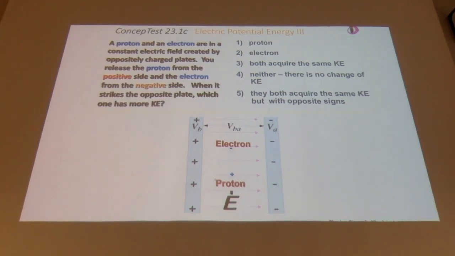Both have the same. Why? Because kinetic energy is supposed to be equal on both sides. Close. Your answer is right. They have the same kinetic energy when they get to the other side. And what is the reason why? Because initial is equal to final.